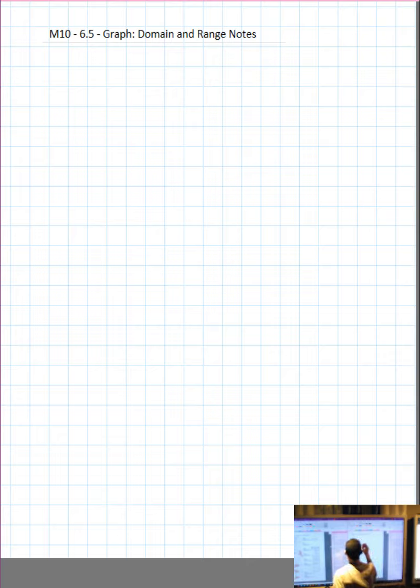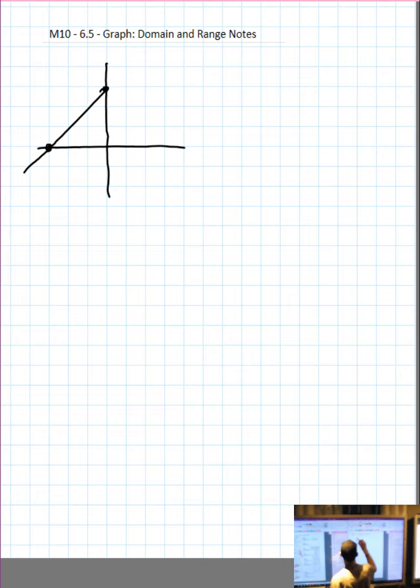Okay, so let's take a look at some domain and range on a graph. I'm going to make this one perfect. It matters. So we have an x-intercept of -3 and a y-intercept of 3. And then we can draw that line, and it goes in both directions. So I'm going to label the x-axis and the y-axis. So we have a line.